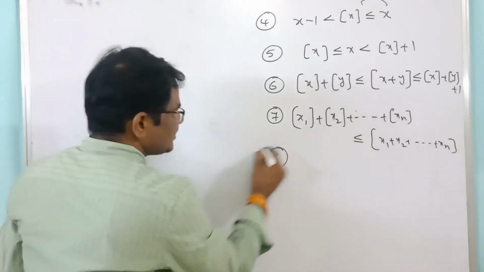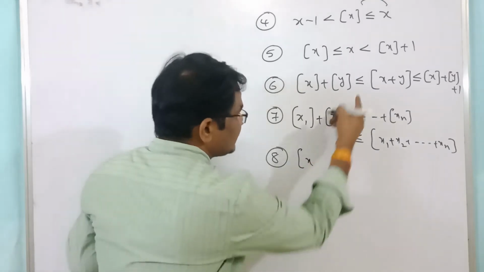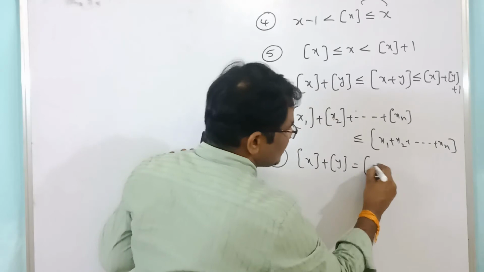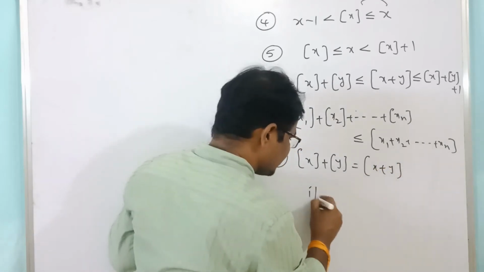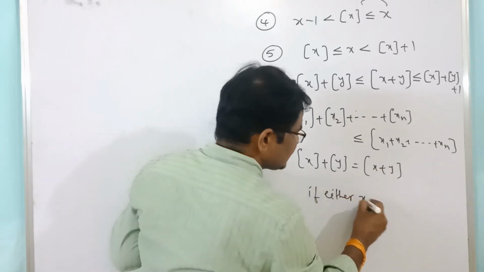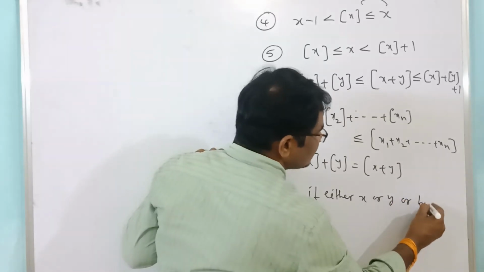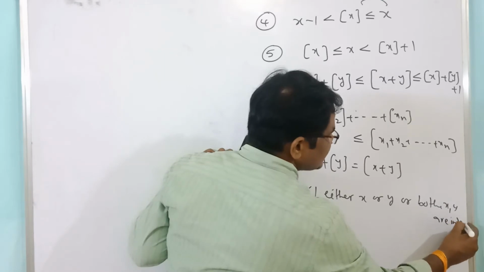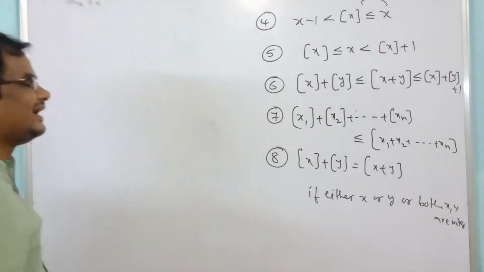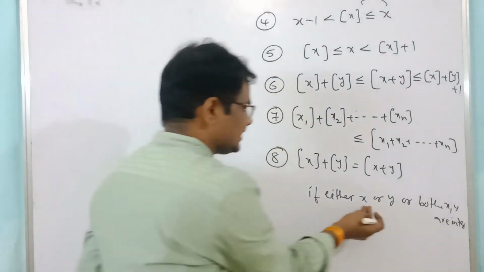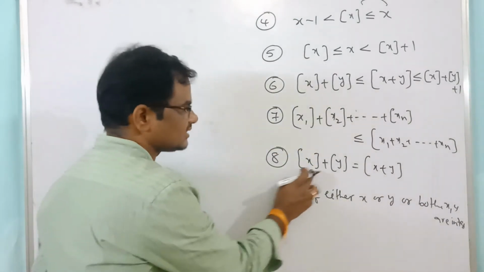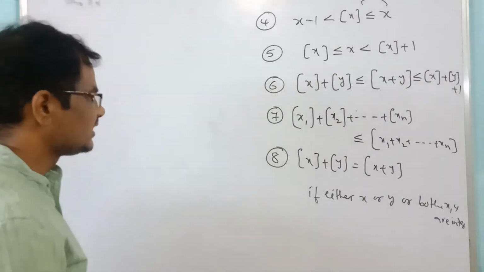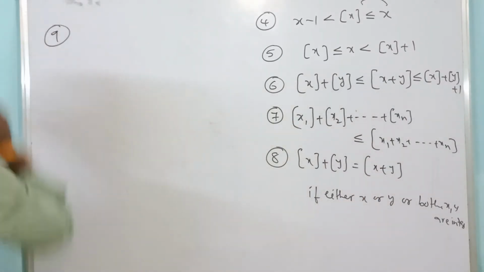And now, floor x plus floor y equals floor of x plus y if either x or y or both x and y are integers. You take any x value, if x is an integer, this is satisfied. If y is an integer, it is satisfied, and if both are integers it is satisfied. Right. Next, the ninth one.